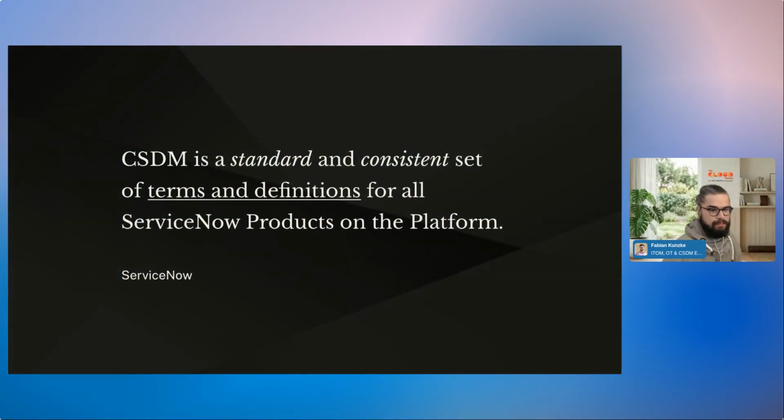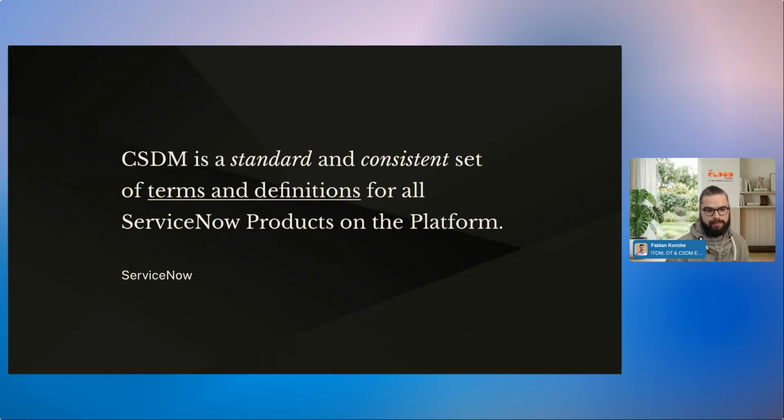So CSDM is a standard and consistent set of terms and definitions for all ServiceNow products on the platform. This is an important thing to understand. When we talk about CSDM, it's not about a badge. It's not about some form of old circle of people agreeing to something and this is now the law. It's about a set of terms and definitions that we keep the same and consistent across any ServiceNow product.